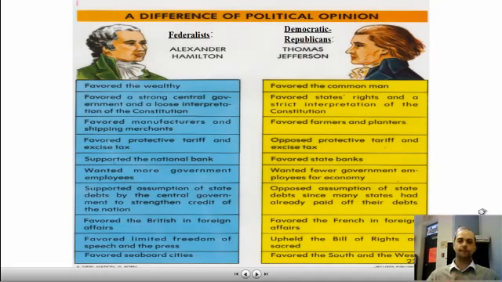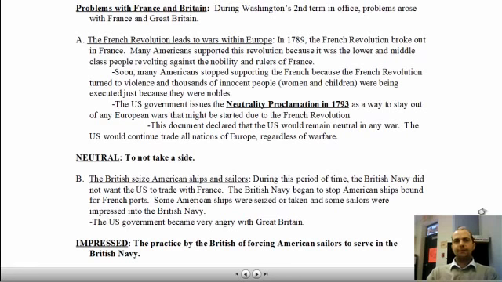On the international scene, there were problems between the United States and France and Britain during Washington's second term. During his second term, the French had a revolution. In 1789, the French Revolution broke out, and many, many Americans supported the revolution because the revolution was between the lower and middle classes revolting against the nobility and the rulers of France. And that reminded a lot of Americans of the American Revolution.